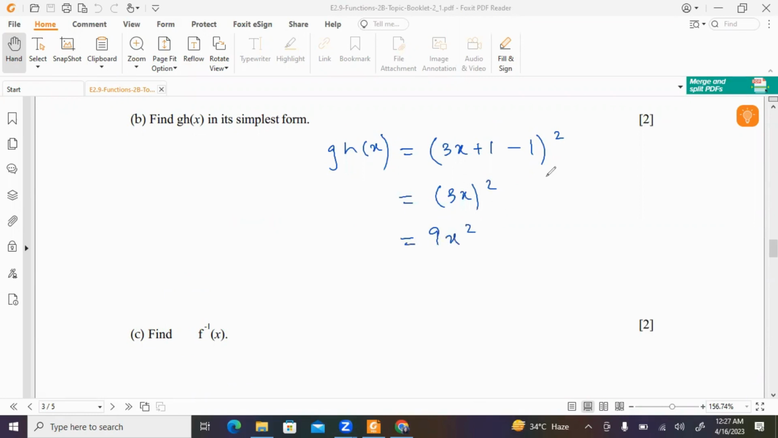As you can see, we just don't square the variable or the coefficient, we square both things, coefficient and the variable. Hence, the answer is 9x squared.